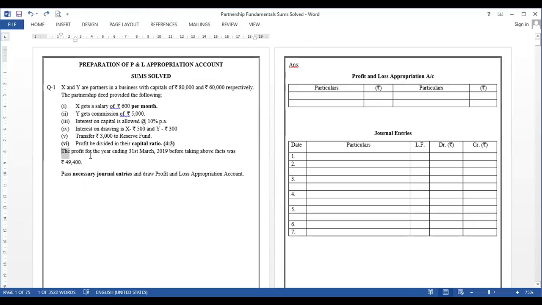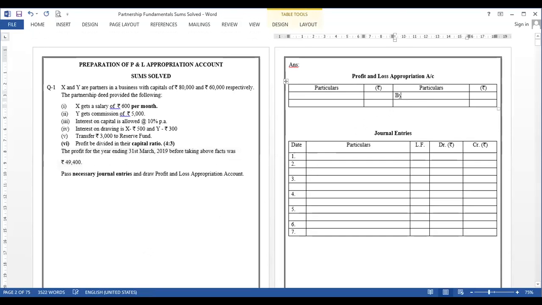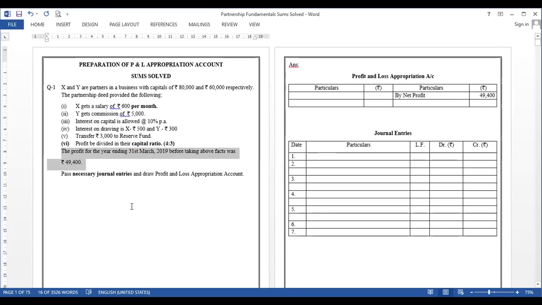The profit for the year ending 31st March 2019 before taking the above adjustments was 49,400. This is the profit in every sum I will be looking for, because this is the amount through which I like to start my sum. Net profit 49,400. So let me go to the profit and loss appropriation account on the credit side and write by net profit, amount is rupees 49,400. This is how I would like to start my sum every time, looking into the net profit which comes from the P&L account.